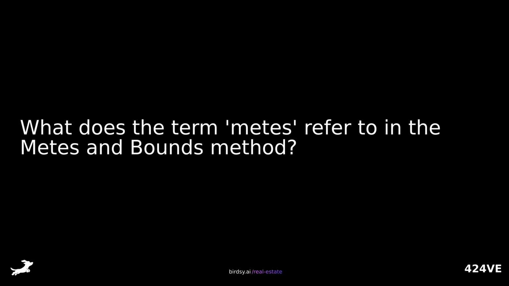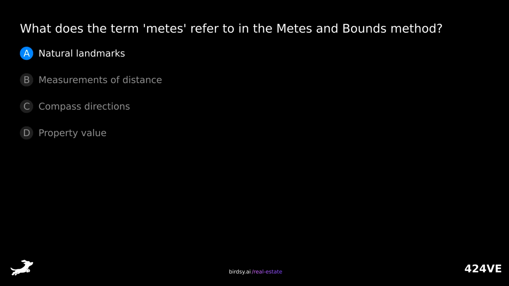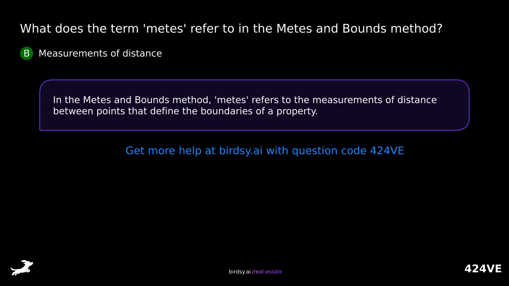What does the term metes refer to in the metes and bounds method? Is it A, natural landmarks, B, measurements of distance, C, compass directions, or D, property value? The answer is B, measurements of distance. In the metes and bounds method, metes refers to the measurements of distance between points that define the boundaries of a property.